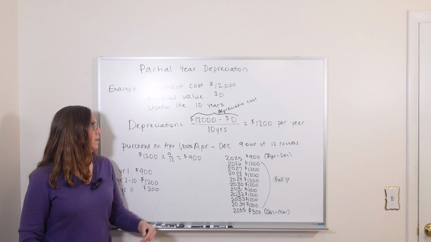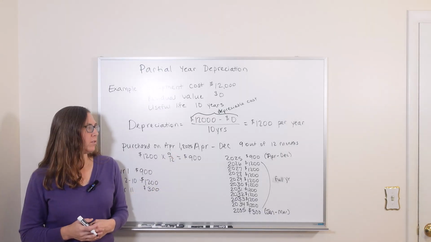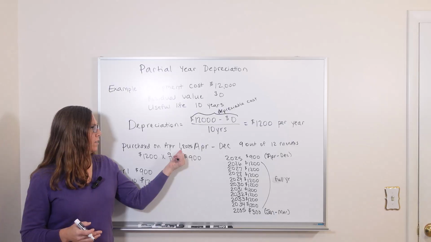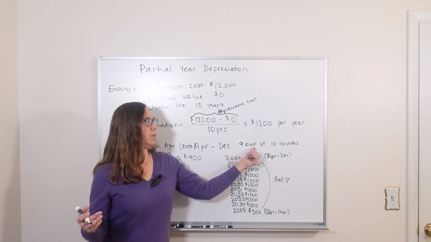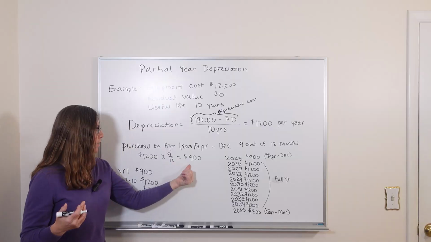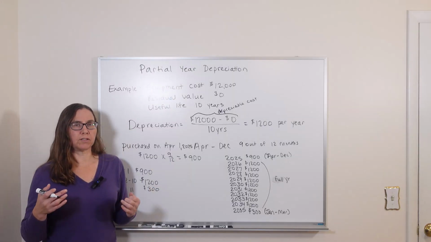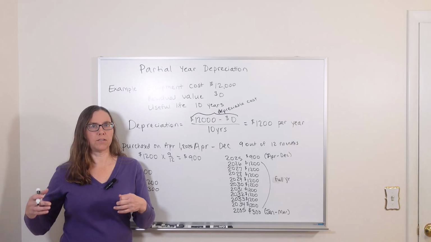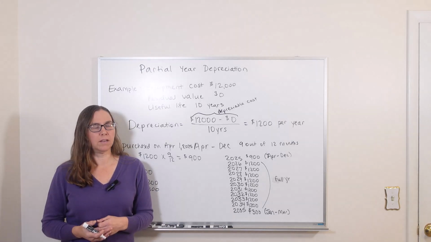Now, if you notice, I didn't talk about what to do if they purchase it in the middle of the month. I only talked about the first of the month, and then I mentioned the end of the month as well. If it was at the end of the month, you would have done May through December, and this would have been 8 out of 12 months or $800. But I didn't talk about what you would do if it was on the 12th or the 15th or the 22nd or some other random date in the middle of the month.